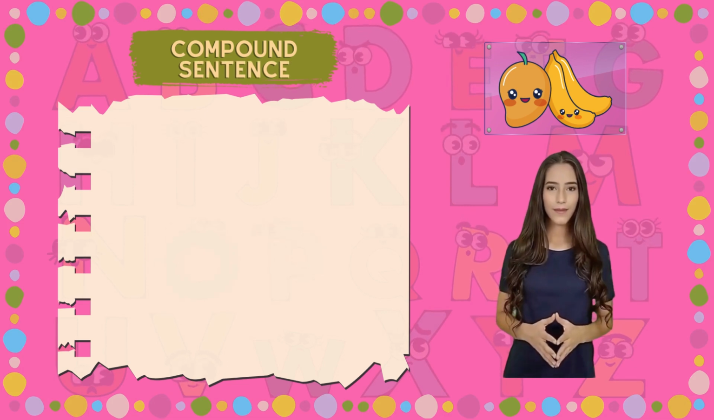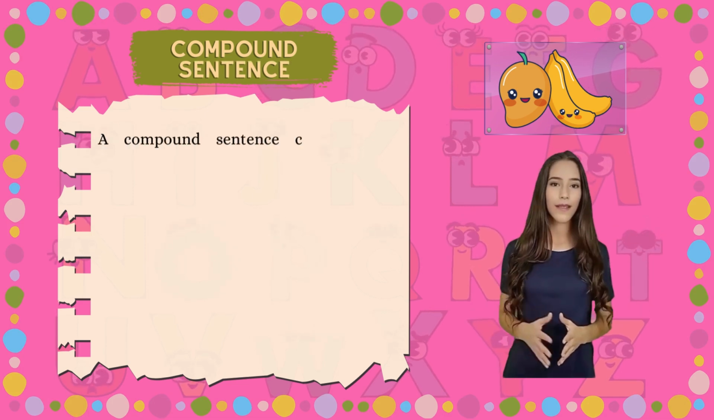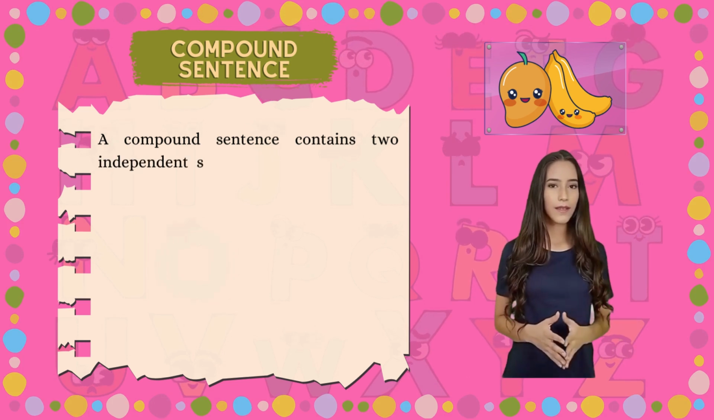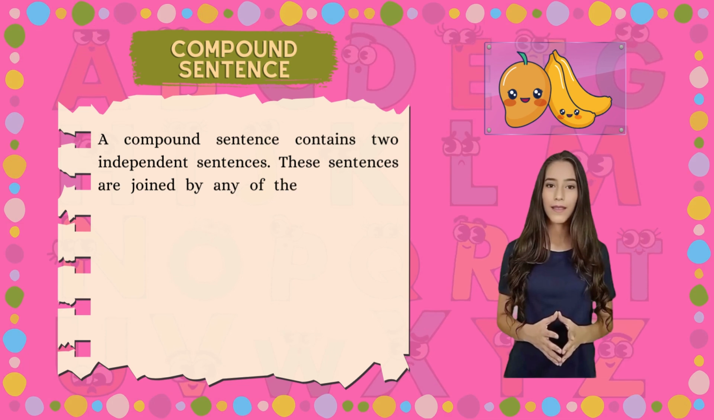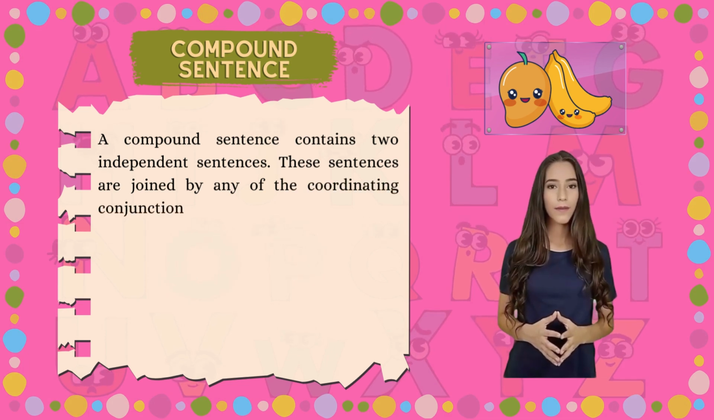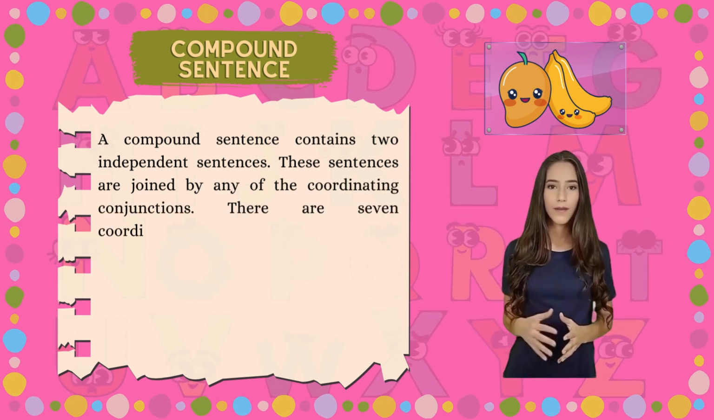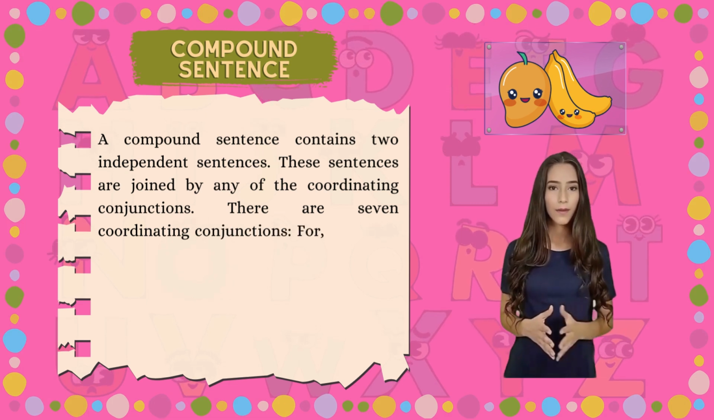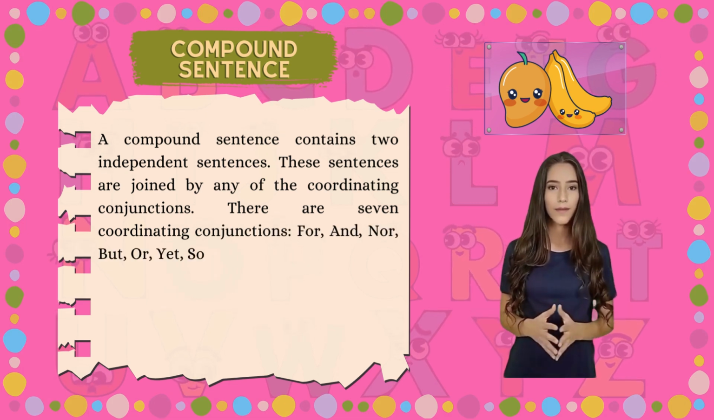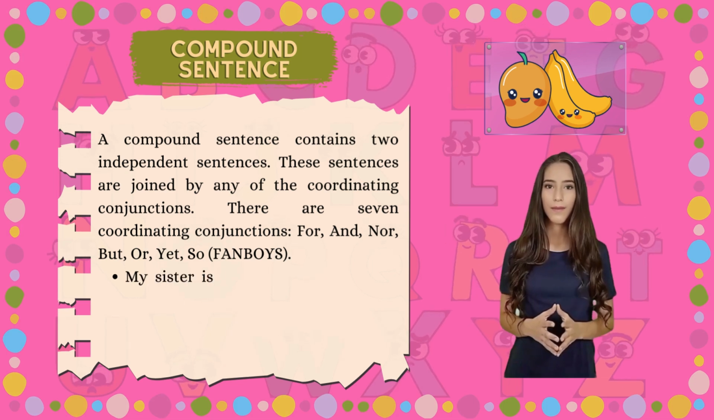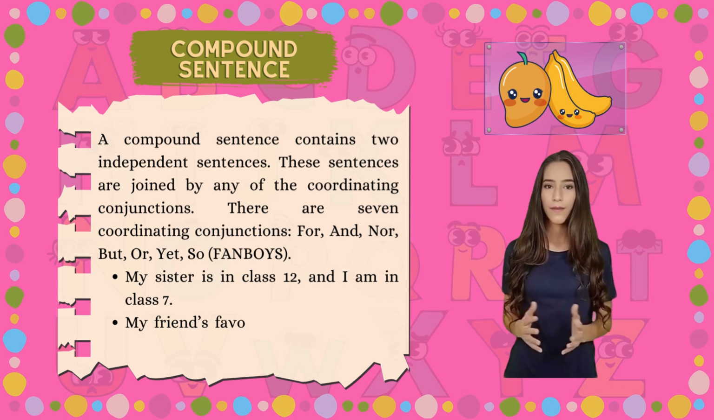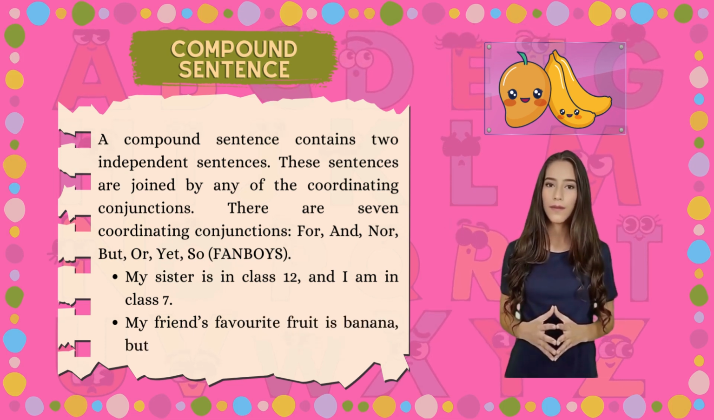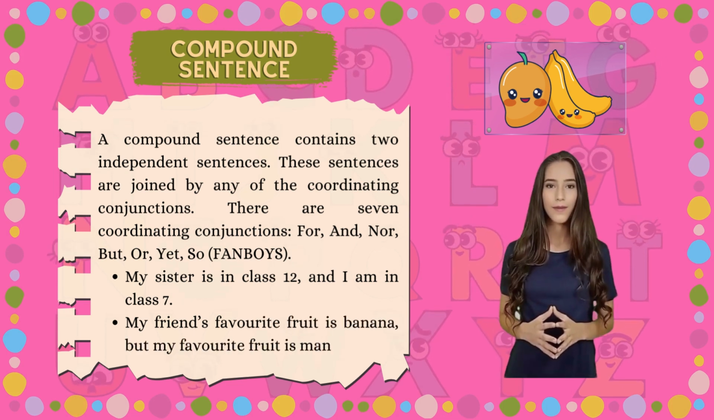Compound sentence. A compound sentence contains 2 independent clauses. These clauses are joined by any of the coordinating conjunctions. There are 7 coordinating conjunctions: for, and, nor, but, or, yet, so, FANBOYS. My sister is in class 12 and I am in class 7. My friend's favorite fruit is banana, but my favorite fruit is mango.